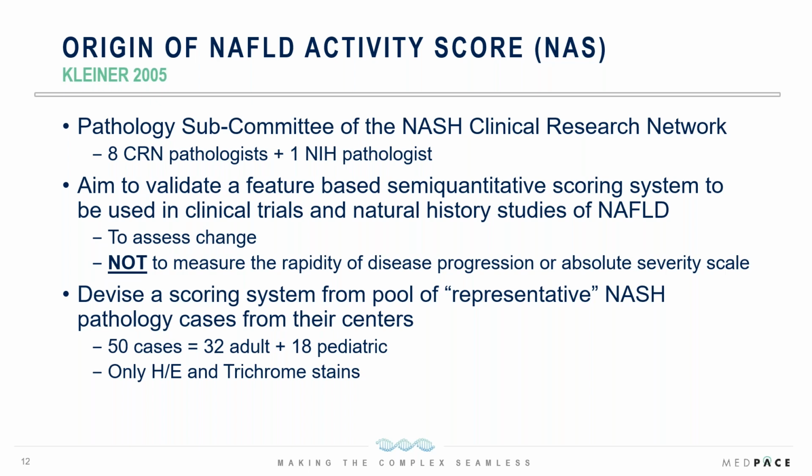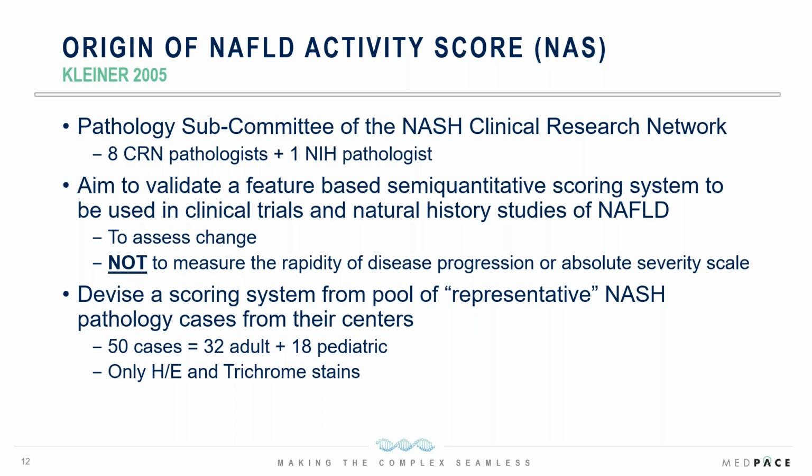And so thankfully, Dr. Kleiner and a team of other pathologists, 8 from the CRN and 1 NIH pathologist, in 2005 came together to try to create a semi-quantitative scoring system that we could use in our clinical trials or natural history studies to assess change over time. It wasn't necessarily to create a scoring for rapidity of the disease progression, but really something that we could use to semi-quantitatively score and see where we are with it.